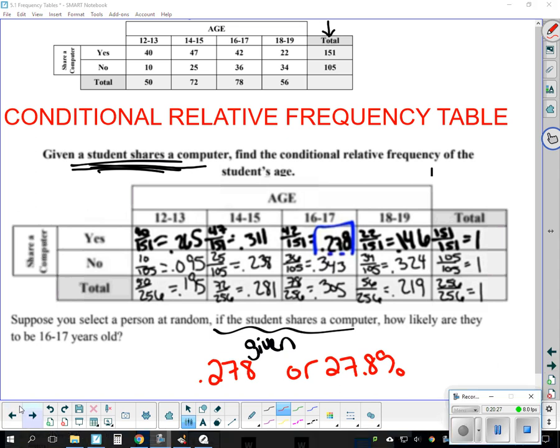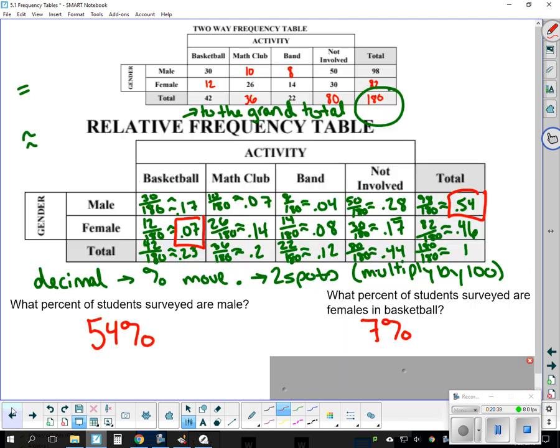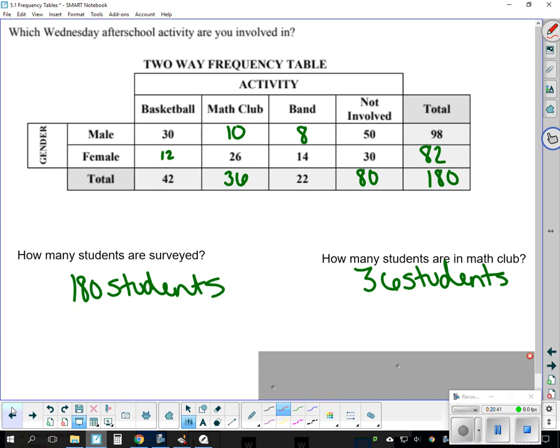So you're going to be asked to answer lots of different questions. And you won't necessarily have to fill out all these charts every single time. But going back to just our raw data up here, let's go to one of the other ones. Let's go to this one.